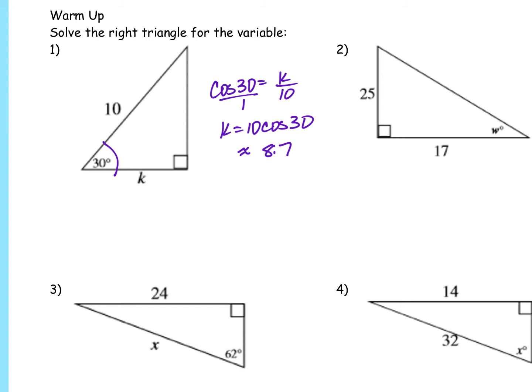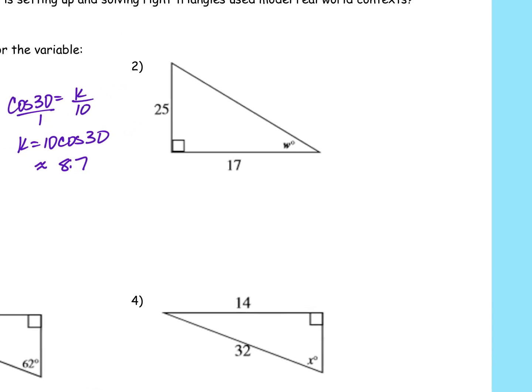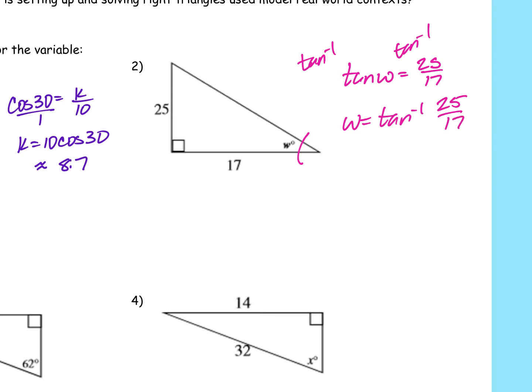Okay, number 2. Here's my angle, and it looks like I'm going to use tangent. So tangent of W is going to be 25 over 17. Inverse, tan inverse. So W is going to equal tan inverse of 25 over 17, which is approximately 55.8 degrees.